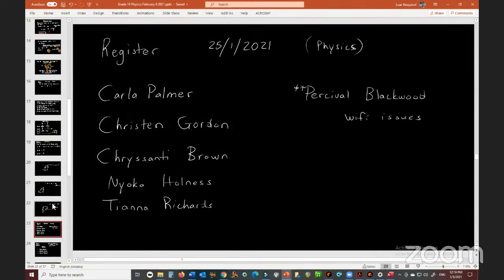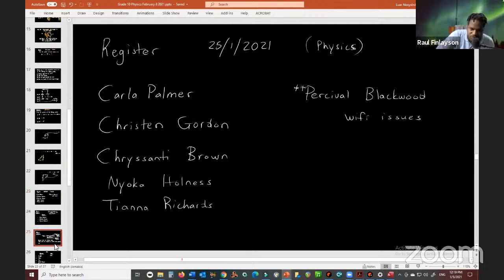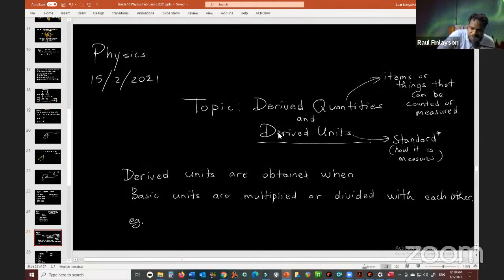So these are just some examples here. Again, this was for the end of January. And then we started February doing this. So this was for February. We would have started with vectors and then finished that, and we started this topic. So we looked at derived quantities and derived units. And then we tell you the difference between a quantity and a unit.